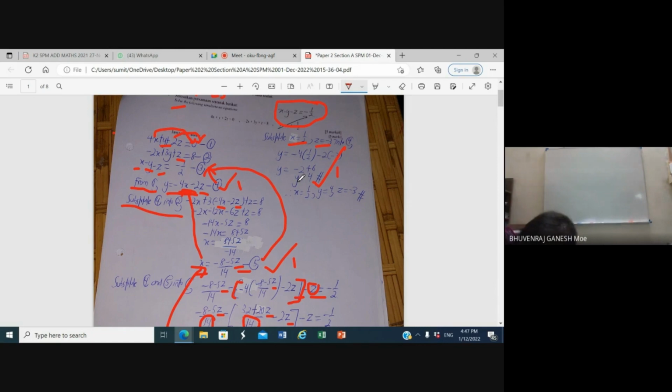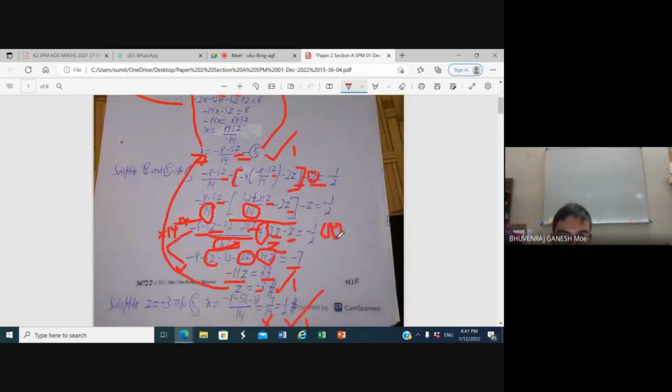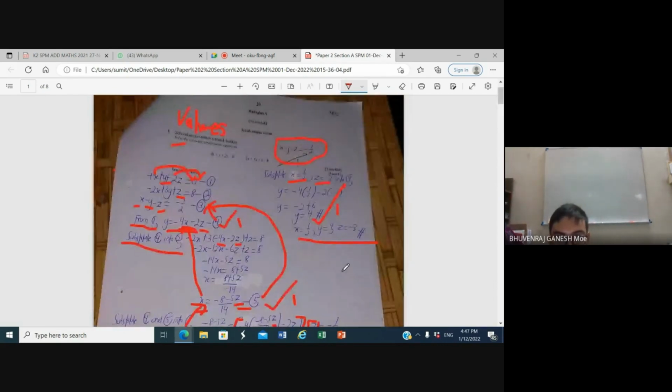So every value must be correct in order to get 5 marks here. So if you want, you can just make a conclusion like this here for the examiner. Therefore, x is half, y is 4, z is negative 3. So this is 5 marks. 5 over 5. Okay.